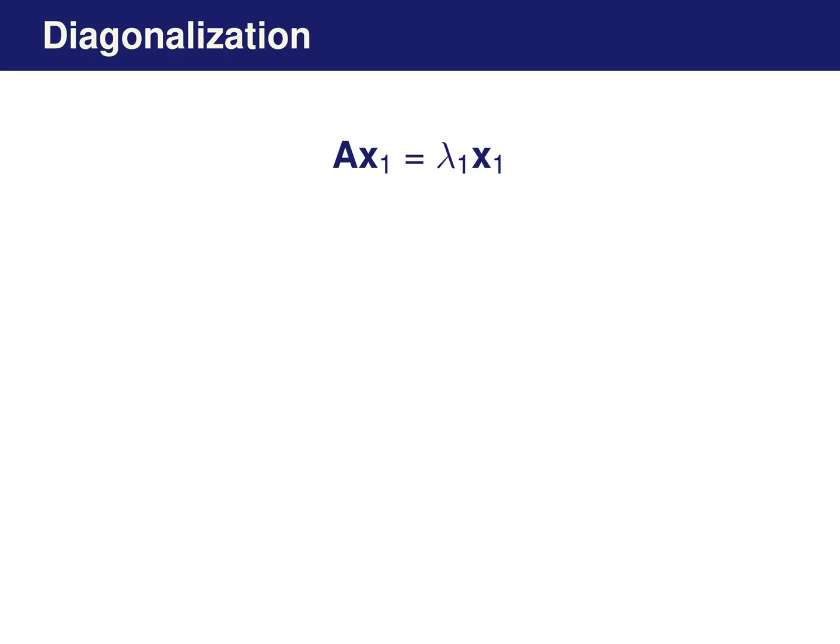Suppose that x1 is an eigenvector of the n by n matrix A, corresponding to the eigenvalue lambda1, and that x2 is an eigenvector of A, corresponding to the eigenvalue lambda2. Continuing in this way, suppose that xn is an eigenvector corresponding to the eigenvalue lambda n. This gives us a system of equations where x1 through xn are column vectors.